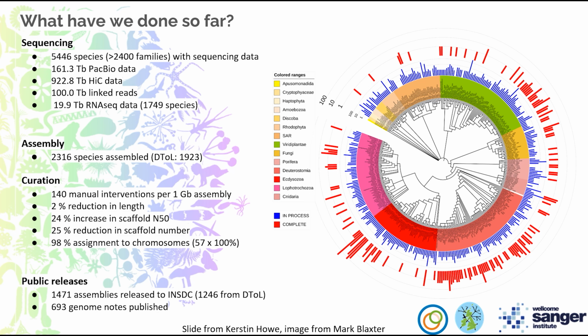So you can see the color coding, which tells you which taxonomic area these species are in. And then the red marks around the outside show you completed genomes. And you can see it's a pretty even spread. They go all the way around. Even more even are the blue, which are in progress.